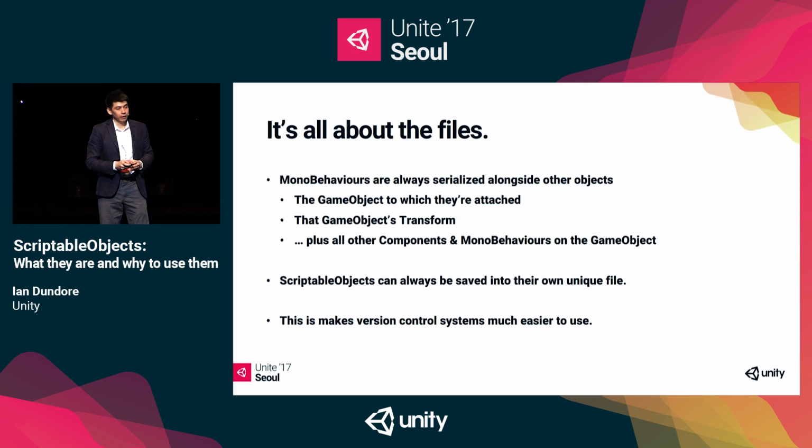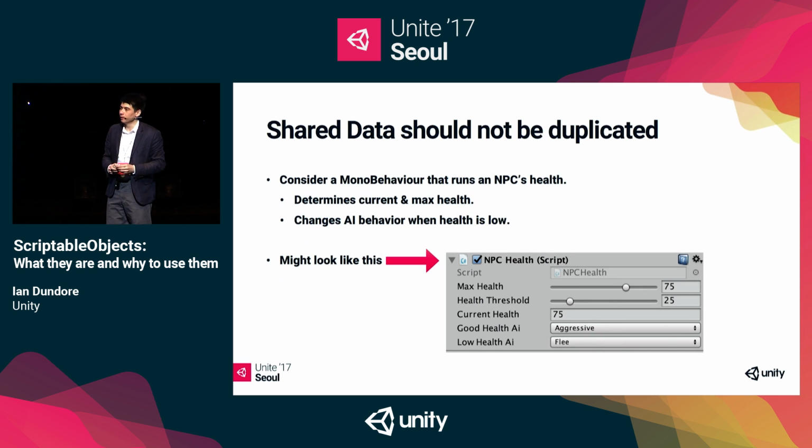Now, in contrast, every scriptable object can live in its own file, so they're much friendlier to version control systems. Compared to prefabs and scenes, it is now much easier to avoid merge conflicts if you use scriptable objects to hold your data. Okay, enough talk, let's have an example.